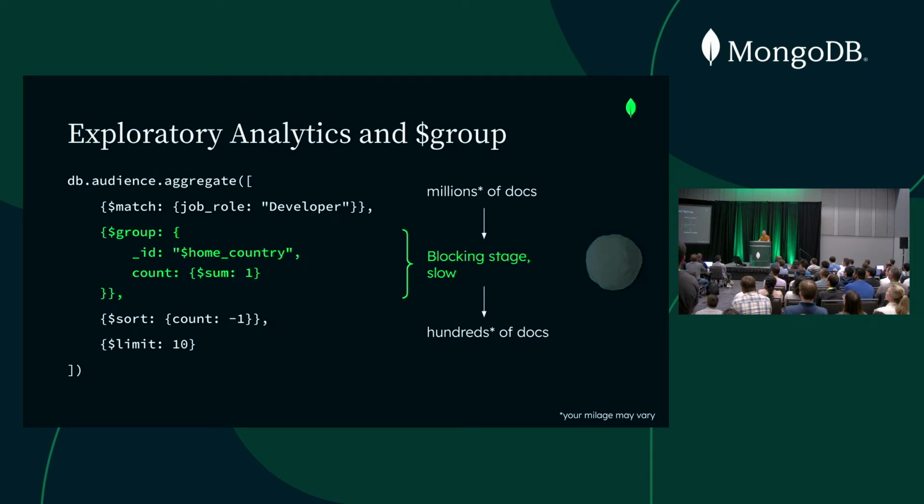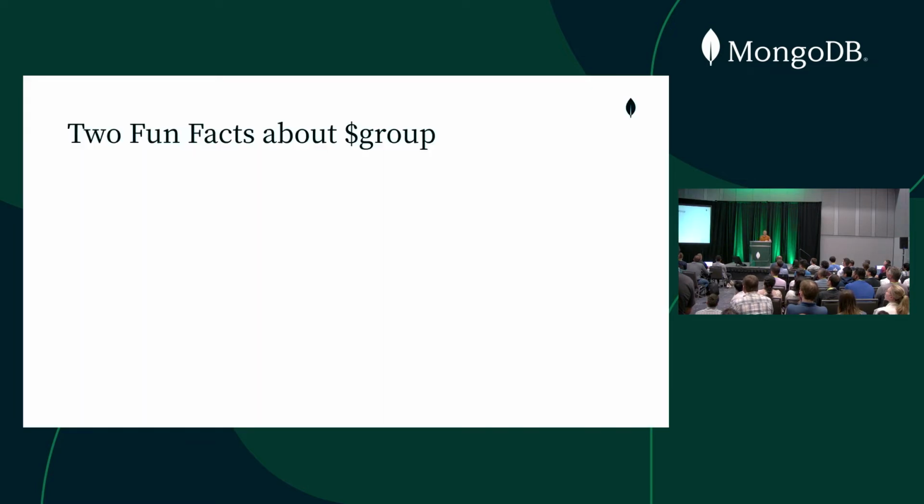So this group stage is the perfect candidate for our pizza dough. We have to try to do this ahead of time, but we can't hard code these fields. We have to make it in a way that it's flexible, that it can answer different queries. So how do we do that? Well, I'll give you two fun facts about $group.